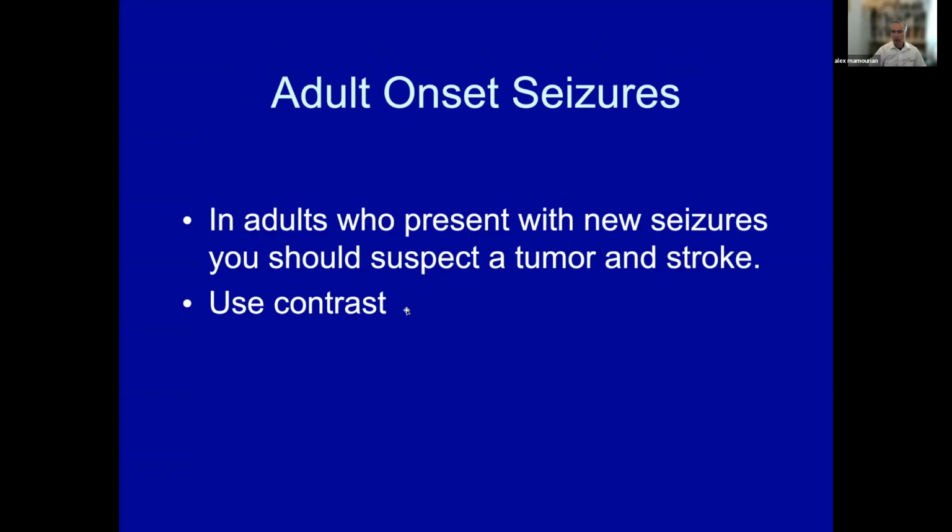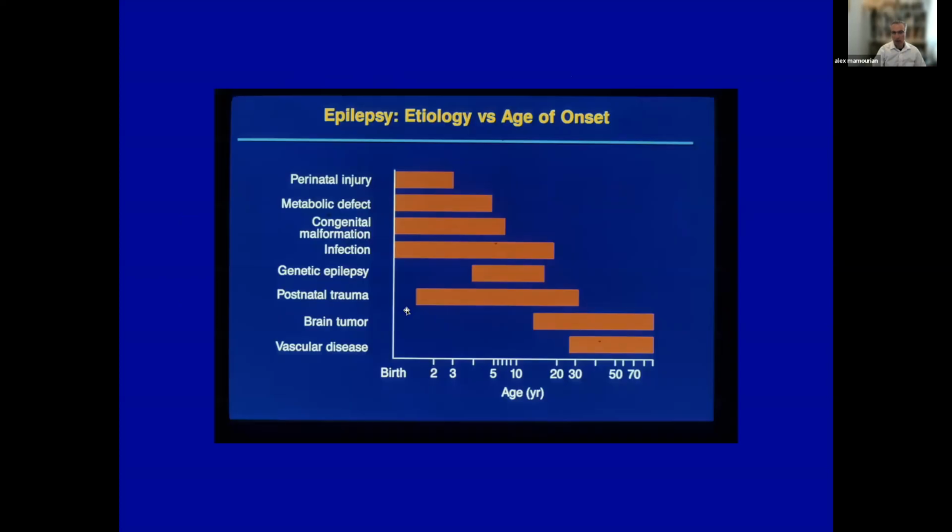Now the approach is a little different in patients with adult onset. When I say adult onset, I mean 40s and older. In these patients, you really are not looking for a congenital malformation. You're not looking for seizures of a temporal lobe origin. Typically, you're looking for something like a stroke, sequela of previous trauma, and so on. And in these cases, you want to use contrast, because you could have a metastatic focus that could be the source of seizures that may be more evident if you give contrast.